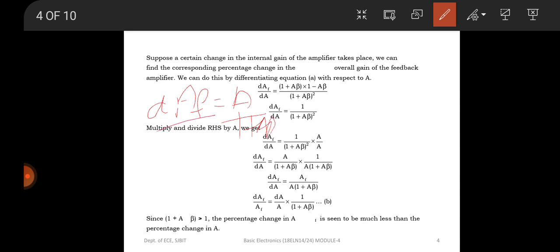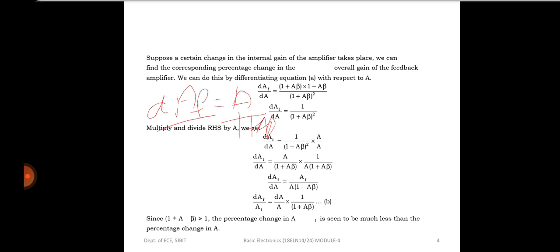When we differentiate this gain with respect to A, we get dAF by dA equal to (1 plus A beta) into 1 minus A beta, divided by (1 plus A beta) whole squared. Then dAF by dA equal to 1 by (1 plus A beta) whole squared. Multiply and divide the right-hand side by A, so we have dAF by dA equal to A by (1 plus A beta) into 1 by A into (1 plus A beta).